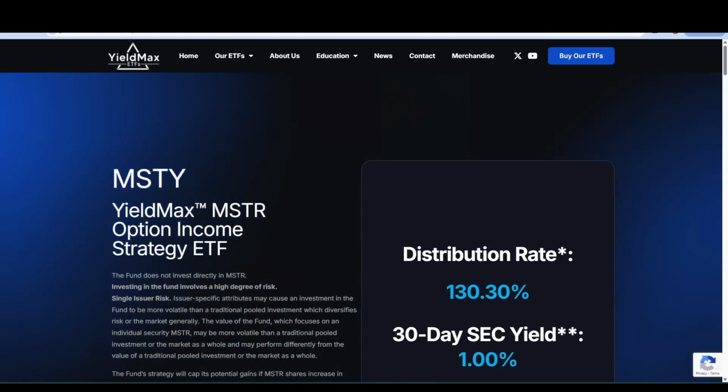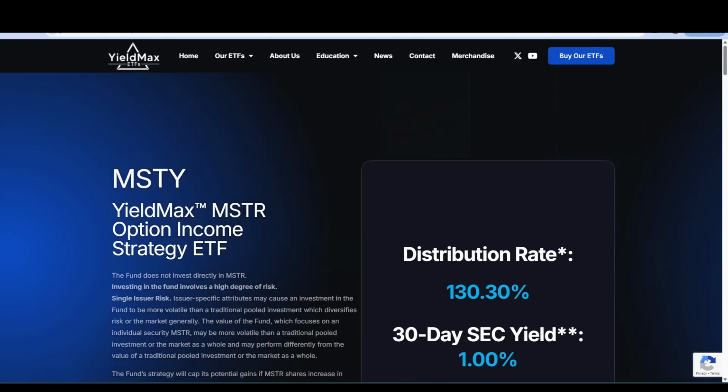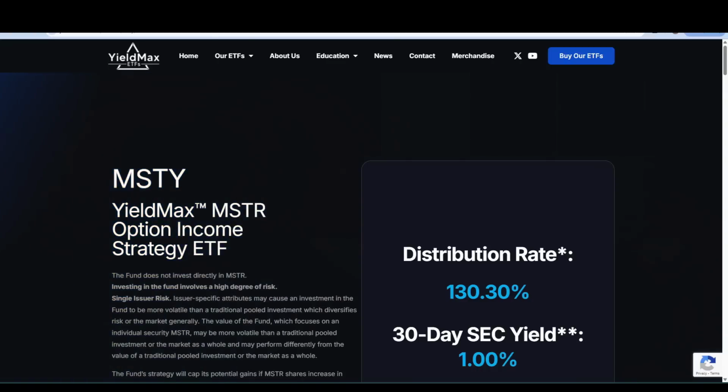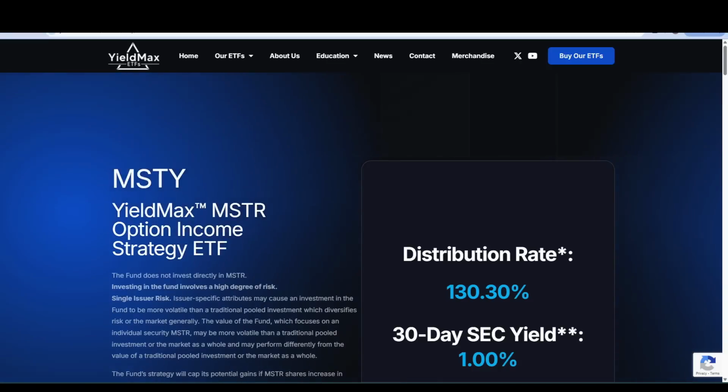So today we're going to try to compare MSTY to MST. MSTY is the YieldMax income strategy, and MST is the Defiance income strategy. Both use the underlying of MSTR.